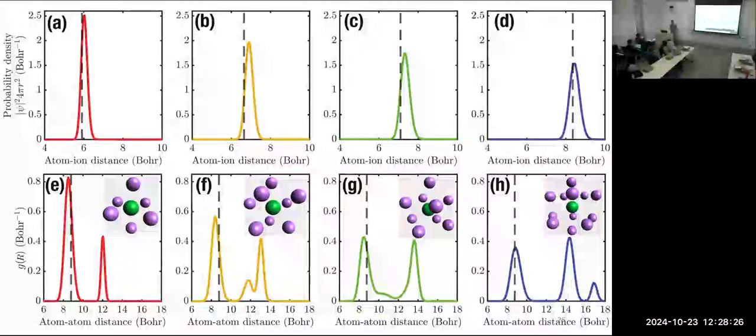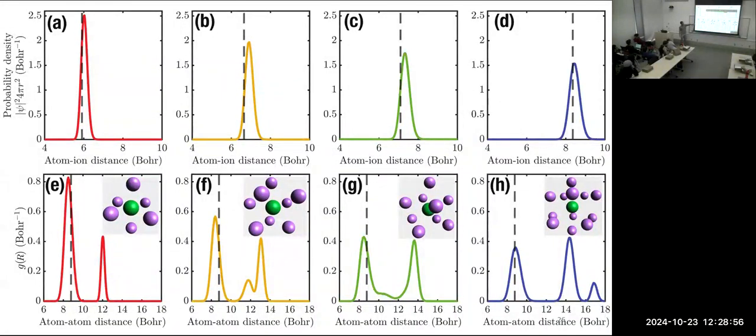And so what's happening here is that there are two forces competing with each other. The ion is attracting the atoms to it, which is squeezing them together. But the atoms are being squeezed so close together that they're repelling each other. So that's why the atoms are not so close to the ion, because the atoms are repelling each other.